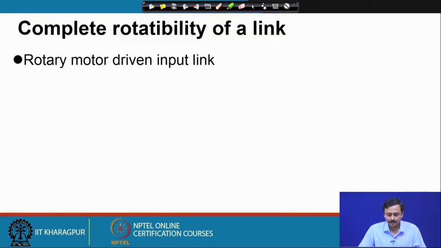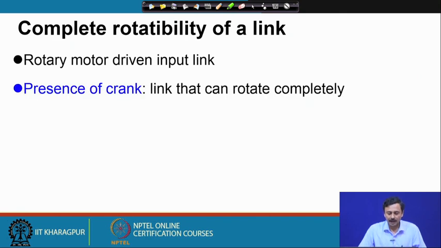So, to begin with, as I mentioned, in certain applications we need a link to rotate completely with respect to the ground. Why? Because that link might be connected to a rotary motor and that is driven continuously. So, we are looking for the presence of a crank in a mechanism, a link that can rotate completely with respect to the other links.